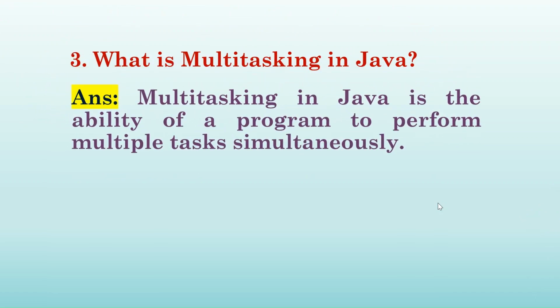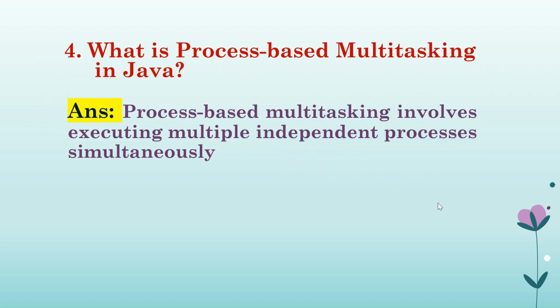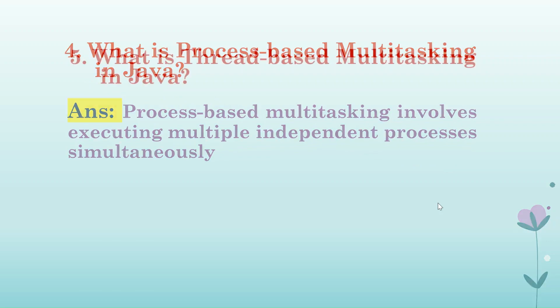So what is multitasking in Java? Multitasking in Java is the ability of a program to perform multiple tasks simultaneously. So one program doing many tasks parallelly is called multitasking. What is process-based multitasking in Java? Process-based multitasking involves executing multiple independent processes simultaneously. So there are many processes running parallelly, and that concept is called process-based multitasking.